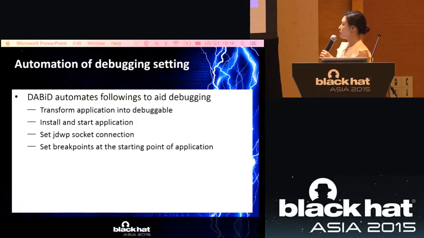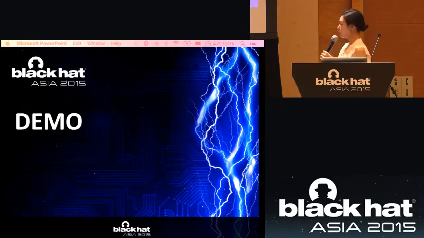we set the JDWP socket connection automatically. And also we set breakpoints at the starting point of the application, and the application is waiting for our debugger to debug it. So using our debugger, we can debug from the start point of the application. So now we will show you our work demonstration, and this will be conducted by Jinhyuk Jang.